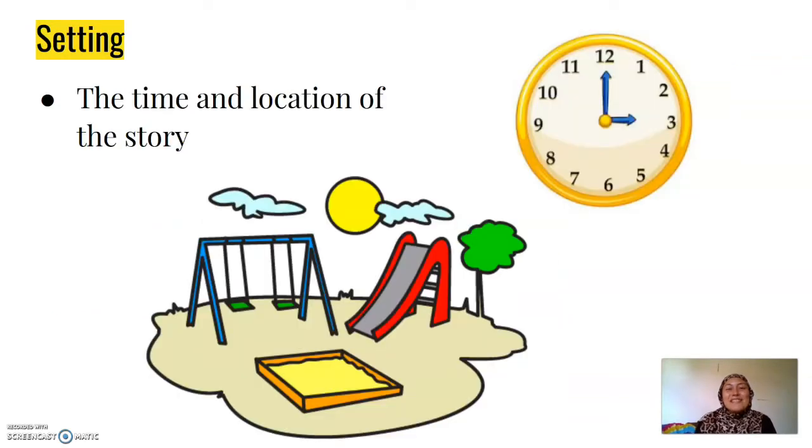Now, let's talk about setting. What is the setting? The setting of a story is the time or the location. So if you look at this example, the time would be 3 o'clock, and the location would be a playground.